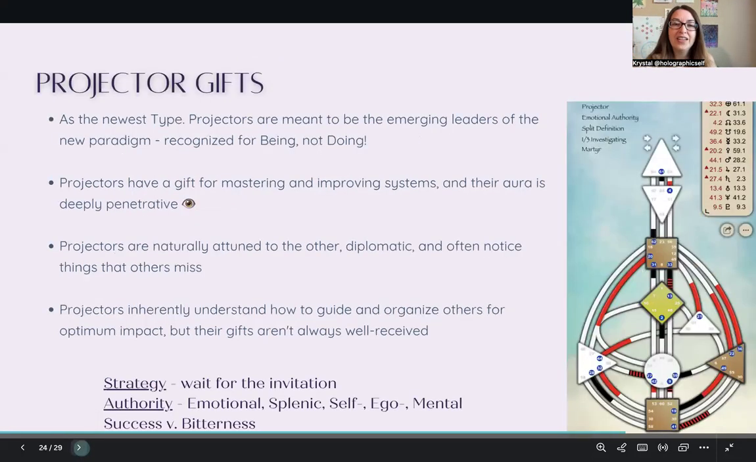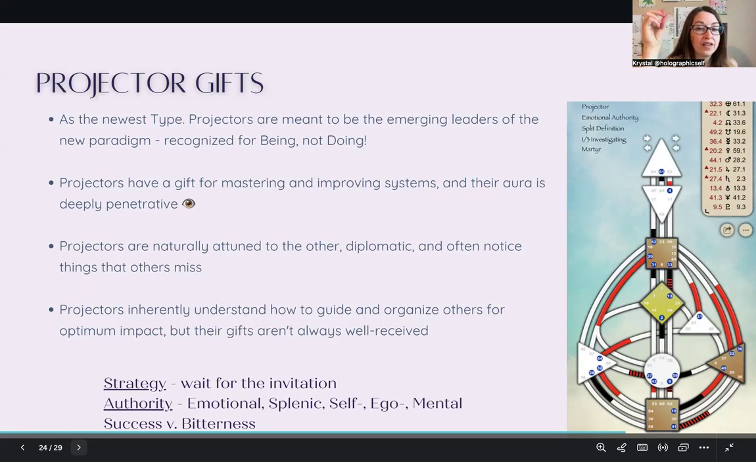So, all right, now we come to projector gifts. Hey, that's me, as well as some others in our chat. So projectors are actually the newest type. We're relatively new to the planet. Hey, we're like the babies of the human design world.